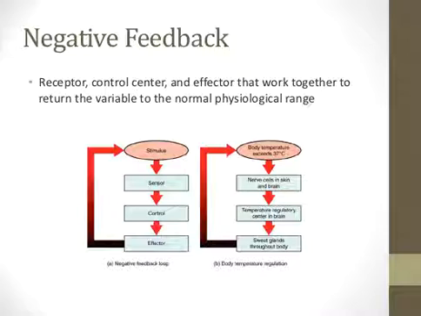The example shown here is again thermal regulation. The body temperature is too high, that's the stimulus, and the body responds by reducing the temperature through the use of sweat evaporation. When you think of negative feedback, think opposite.